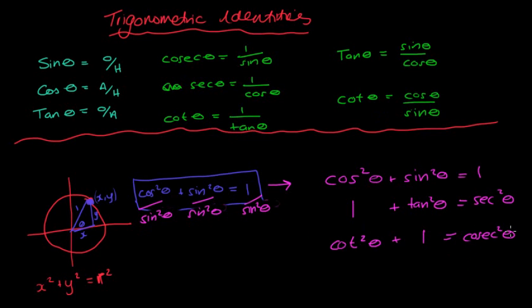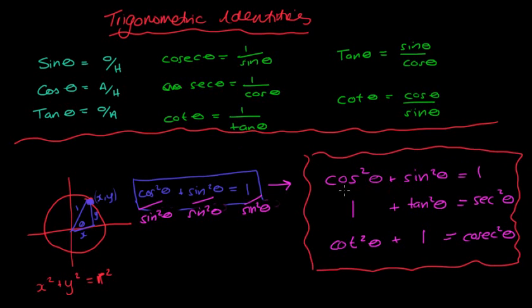cosec squared theta. And there we have our new 3 trig identities, all derived from the equation of a circle, which is that first one. And then obviously if you can remember that one, you can get the other two by dividing all by cos and all by sine.